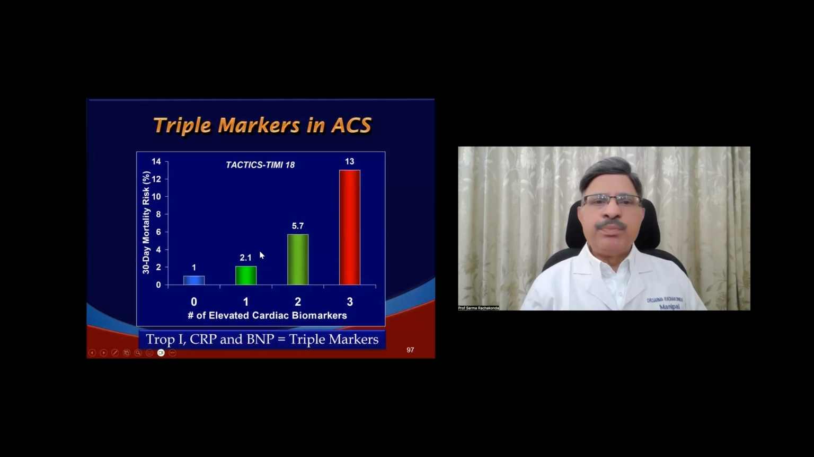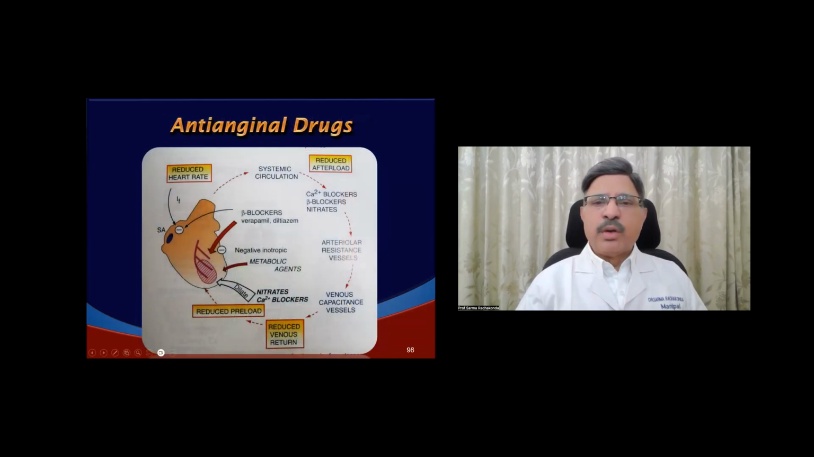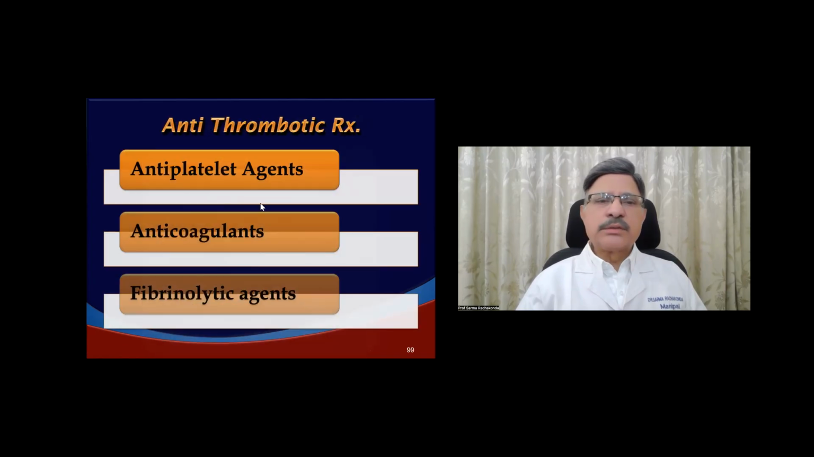Now you see the triple markers in the acute coronary syndrome. What are triple markers? Triple markers are elevated biomarkers plus also CRP and BNP. Troponin I, CRP and the BNP together are called the triple markers. When all the three are involved, naturally the mortality is more. Now, we'll go to the next slide.